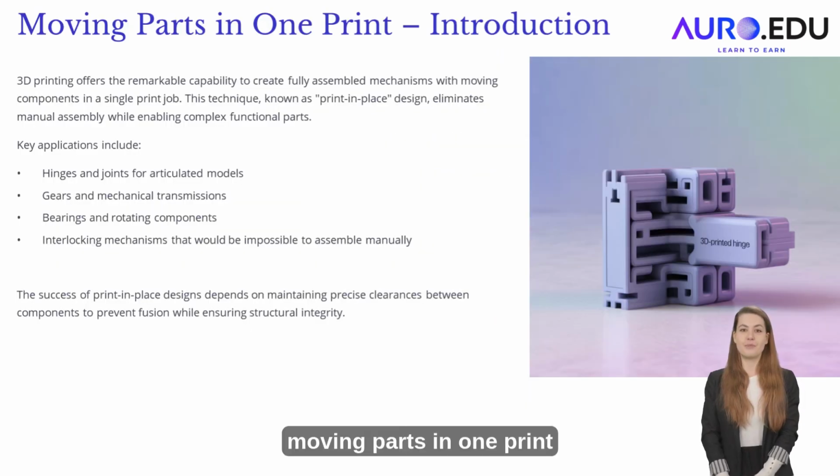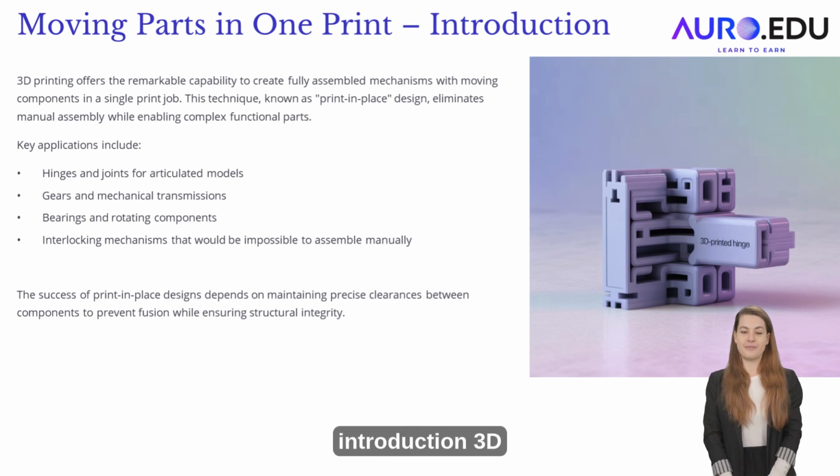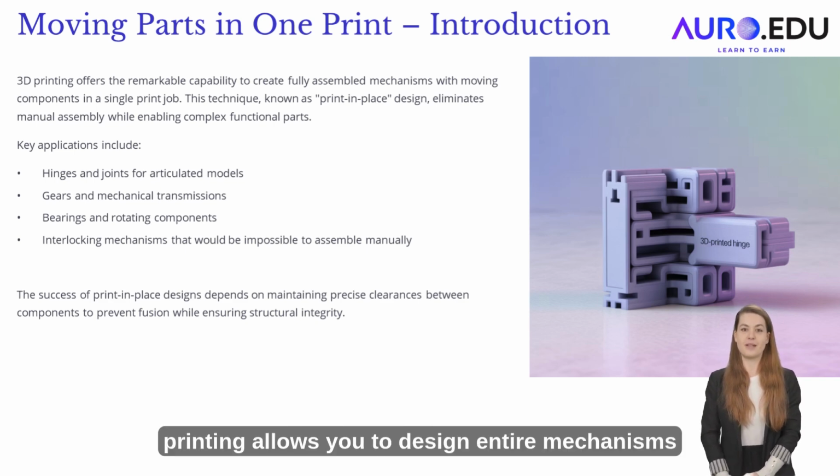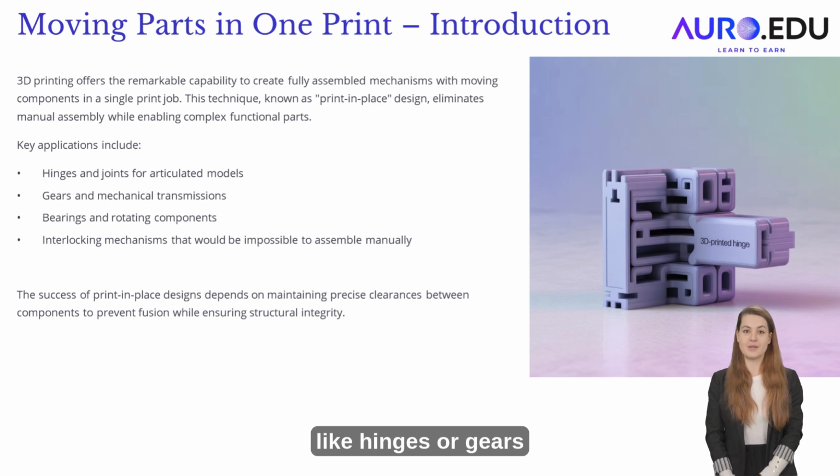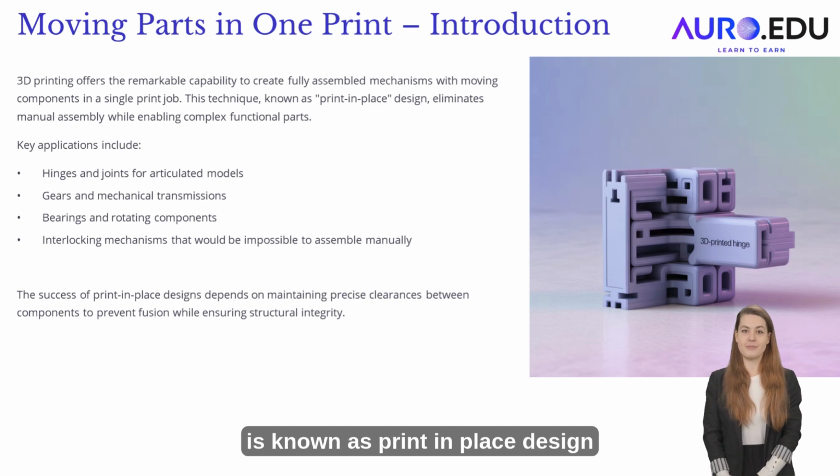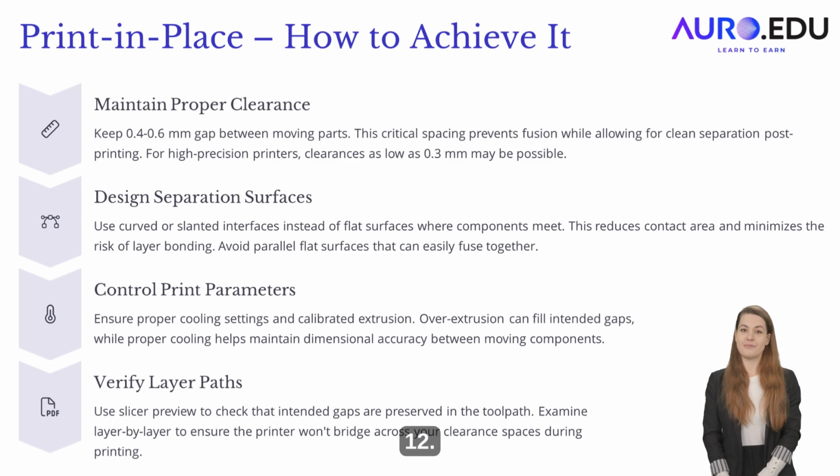11. Moving parts in one print. Introduction. 3D printing allows you to design entire mechanisms, like hinges or gears, in one go. This is known as print-in-place design. Success depends on clearance, geometry, and avoiding fusing. Let's look at how to make it work reliably.